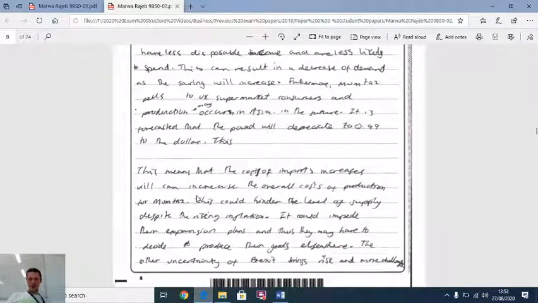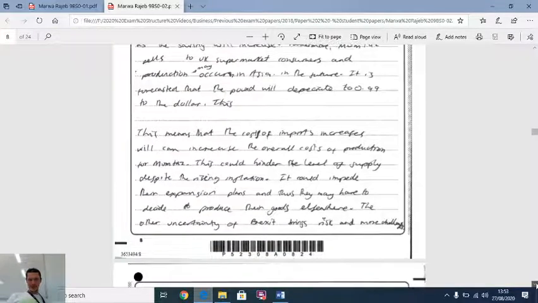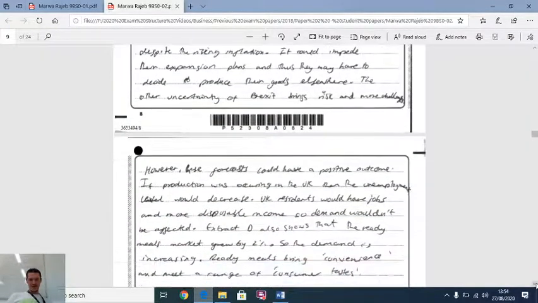But yeah, she's now talking about cost of production. This could hinder the level of supply despite rising inflation. It could impede their expansion plans, and they may have to decide to produce their goods elsewhere. So there's a bit of repetition going on. The other uncertainty of Brexit, yeah, she's back to Brexit, brings risk and more challenges.